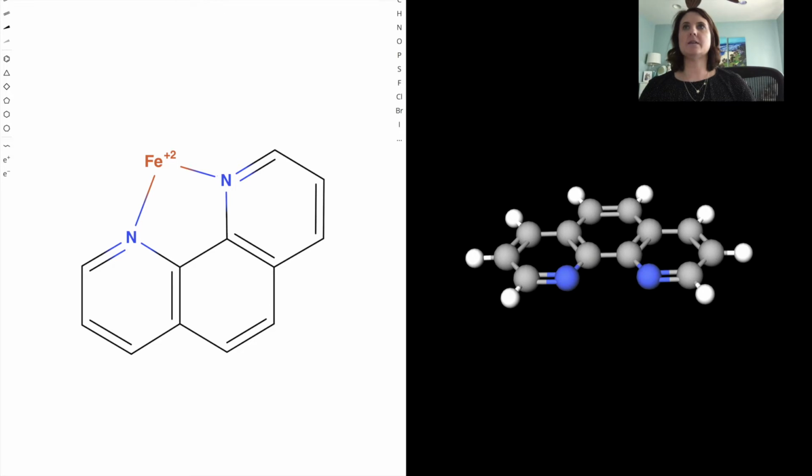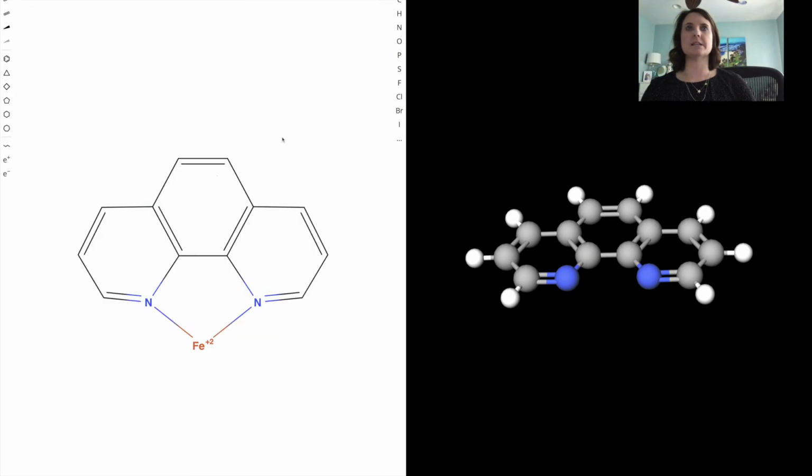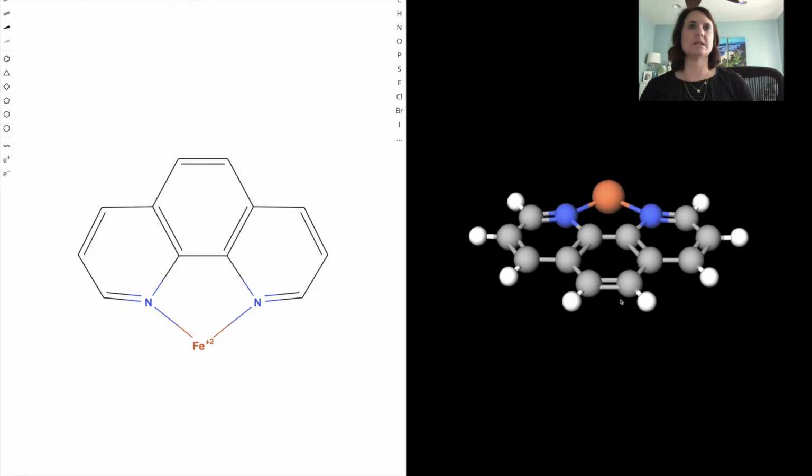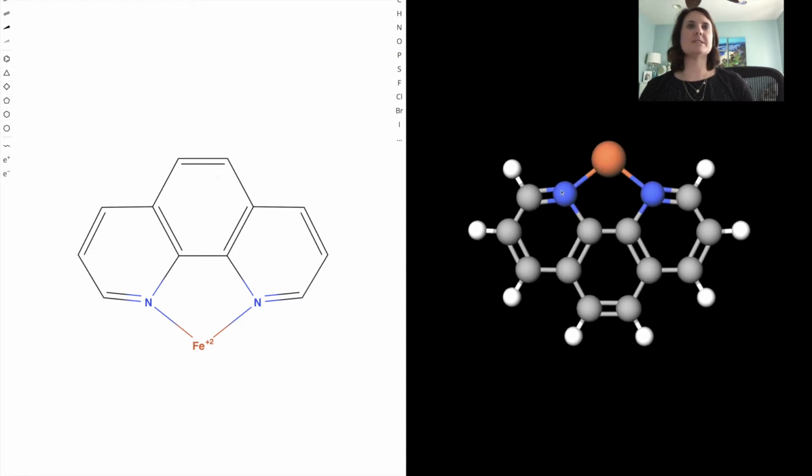And I can go ahead and show in the 3D model what it looks like when we have the iron cation bonded to the phenanthrene. Okay, so here's our iron, and it's bonded twice, bidentate. And again, I can rotate this around. So our job is to figure out how many of these phenanthrene molecules bond to the central metal cation, iron 2, and then from that, get the coordination number.